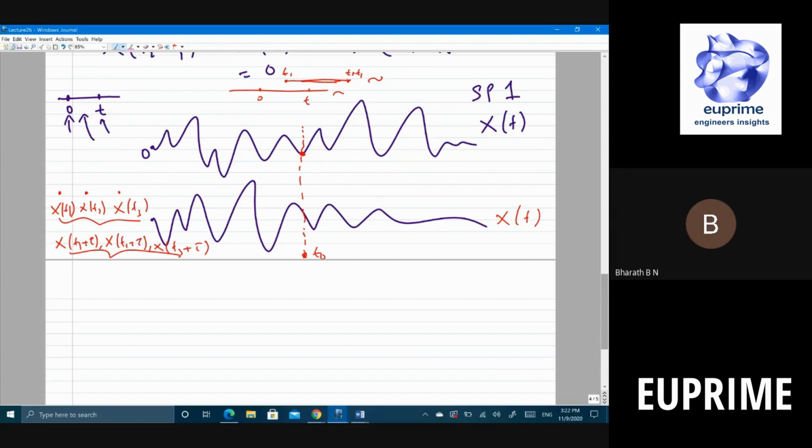Okay. So x of t is a random process. What do you mean by that? If you take a t naught, x of t naught is a random variable. That's by definition. Right? That means each time you conduct an experiment, you will get different values at t naught. That's what it means. And I can think of each realization as a function, right?